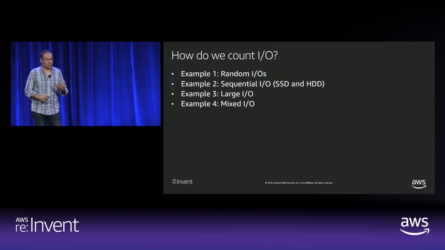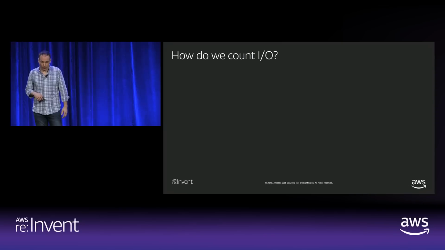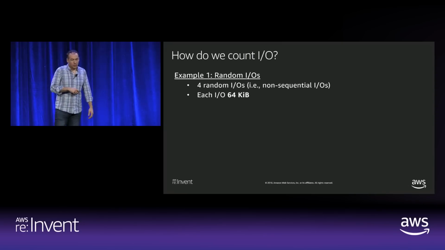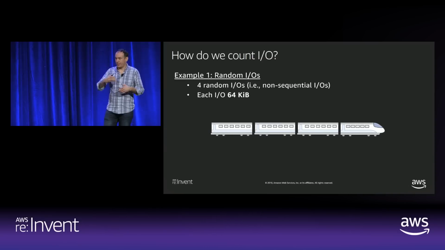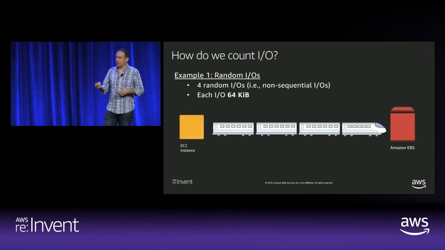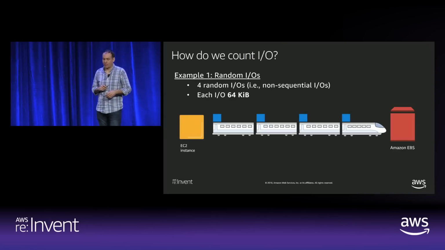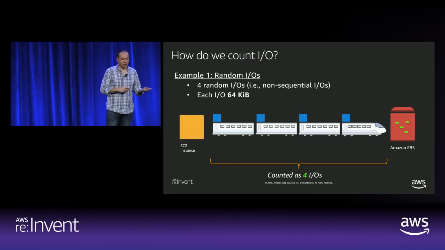So let's go through a few examples of what this looks like. If you're doing 4 random IOs, each one 64K, we're going to take this train, load up the boxcars, 1 boxcar with each IO, and ship that off to EBS. And we'll count that as 4 IOs.